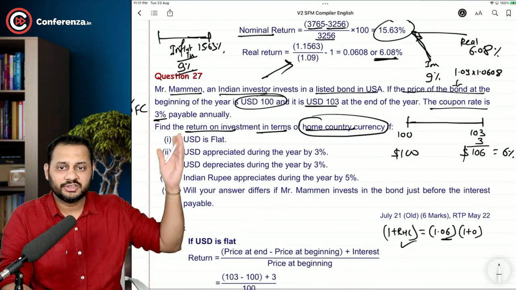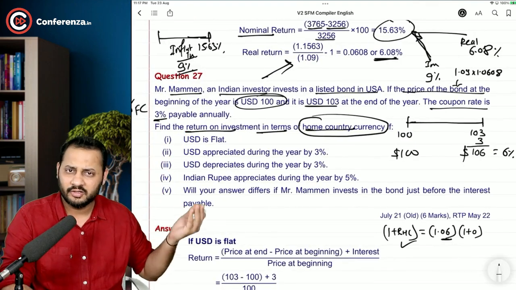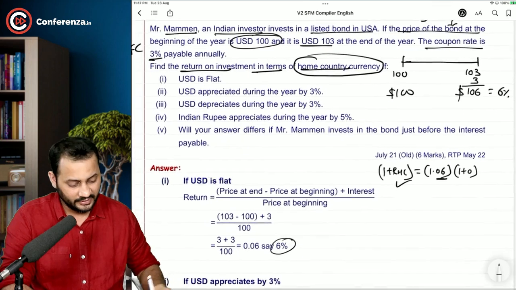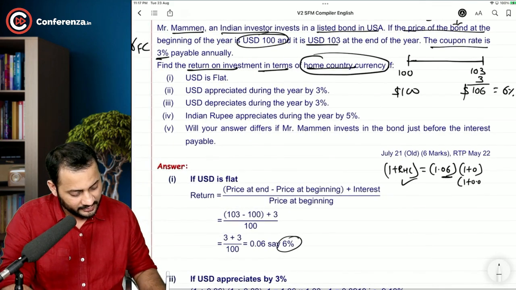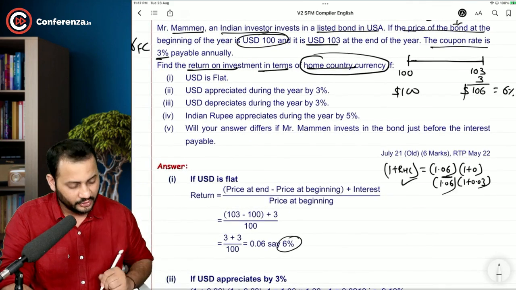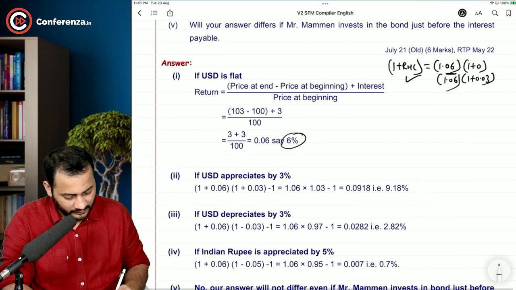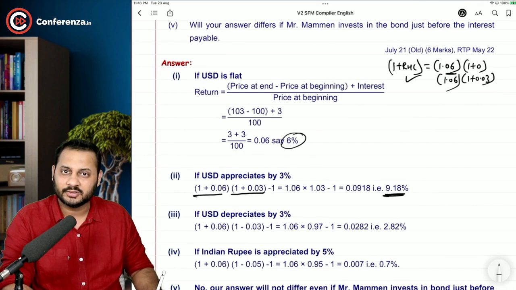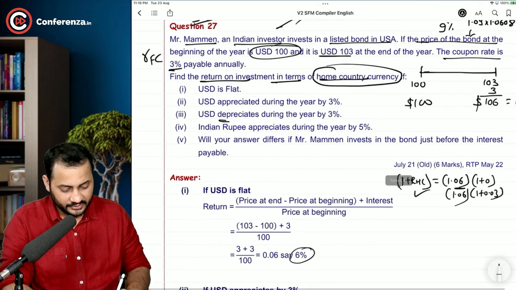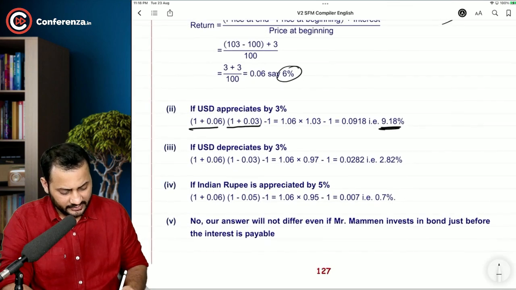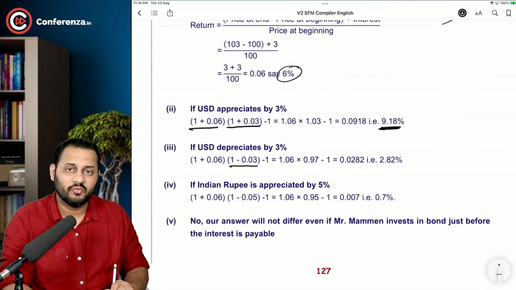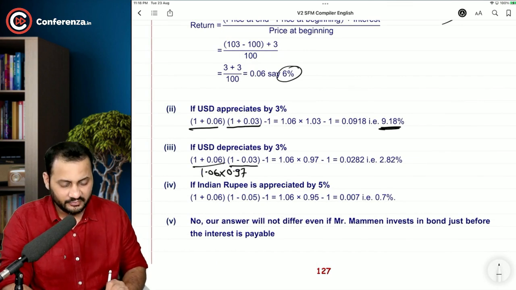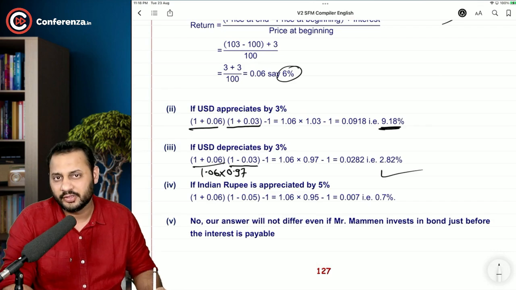If the USD does not change, the return of the home country is equal to the return of the foreign country. But if it appreciated during the year by 3%, it's very simple, sir. 1.06 into 1 plus 0.03, and you will get 9.18%. What if it depreciated by 3%? Obviously, it's very easy. Instead of plus, you just do 1 minus 0.03. So basically 1.06 into 0.97 is what you are doing, and that will give you 2.82%.